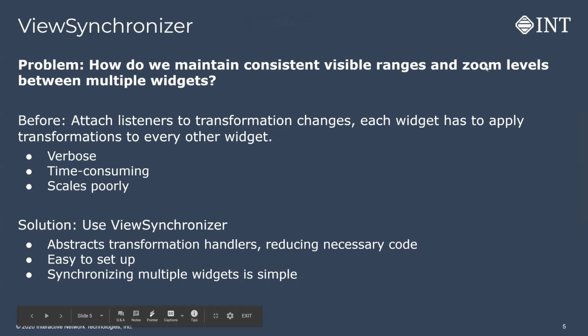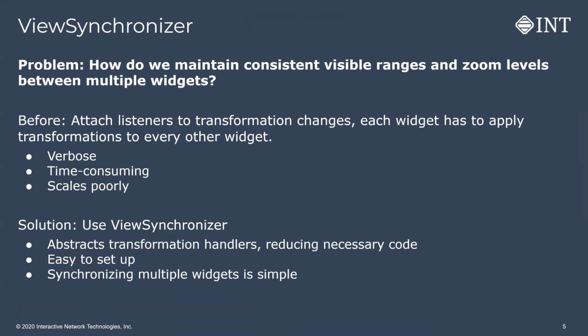So now we get to the view synchronizer. The view synchronizer solves a problem where we need to maintain consistent zoom levels between widgets. So if you zoom in on one widget, you want to see that same zoom level change represented on another widget. Or if you pan around, you want to see that same panning on another widget.